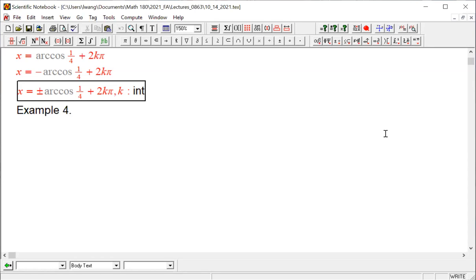Okay. I'm going to give you an example. Say e to the power x equals 5.